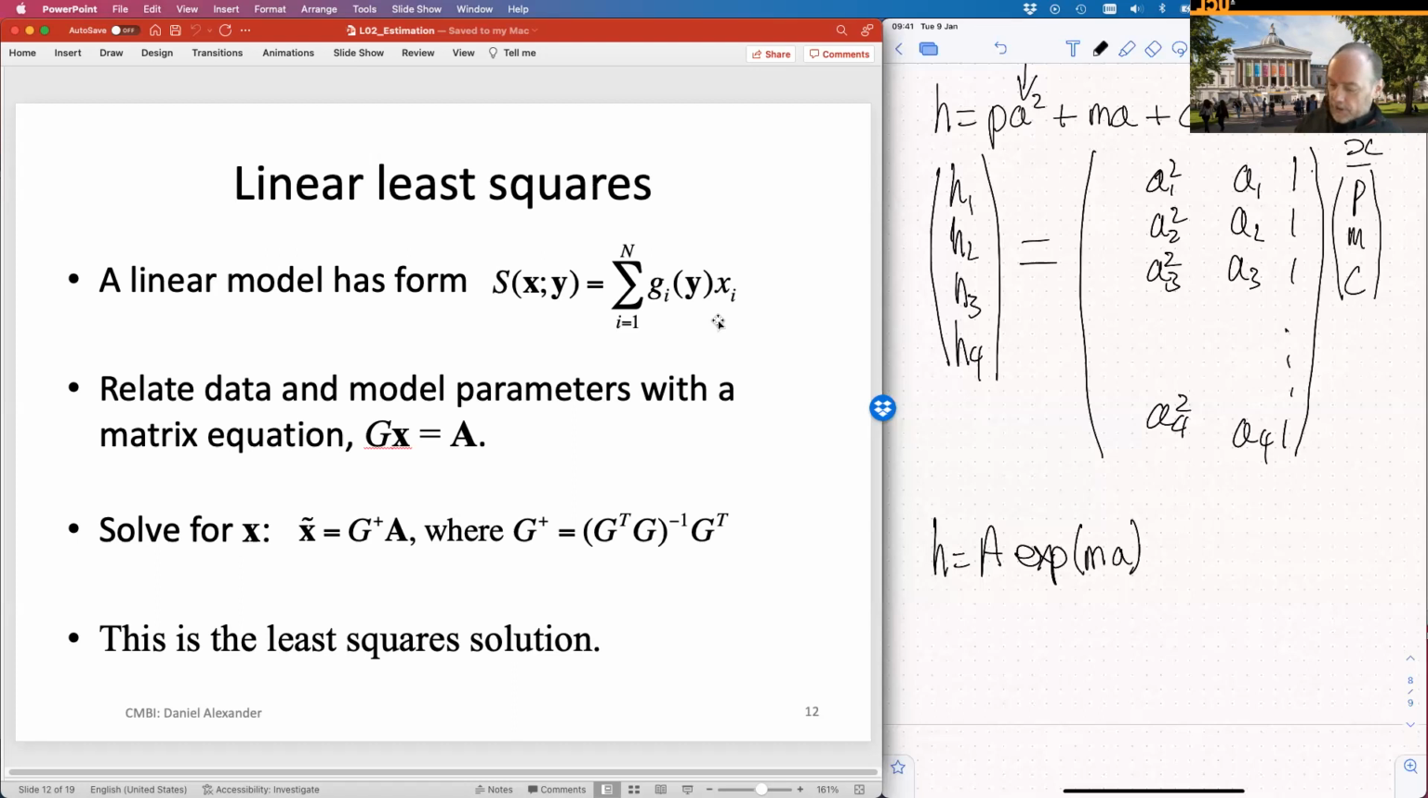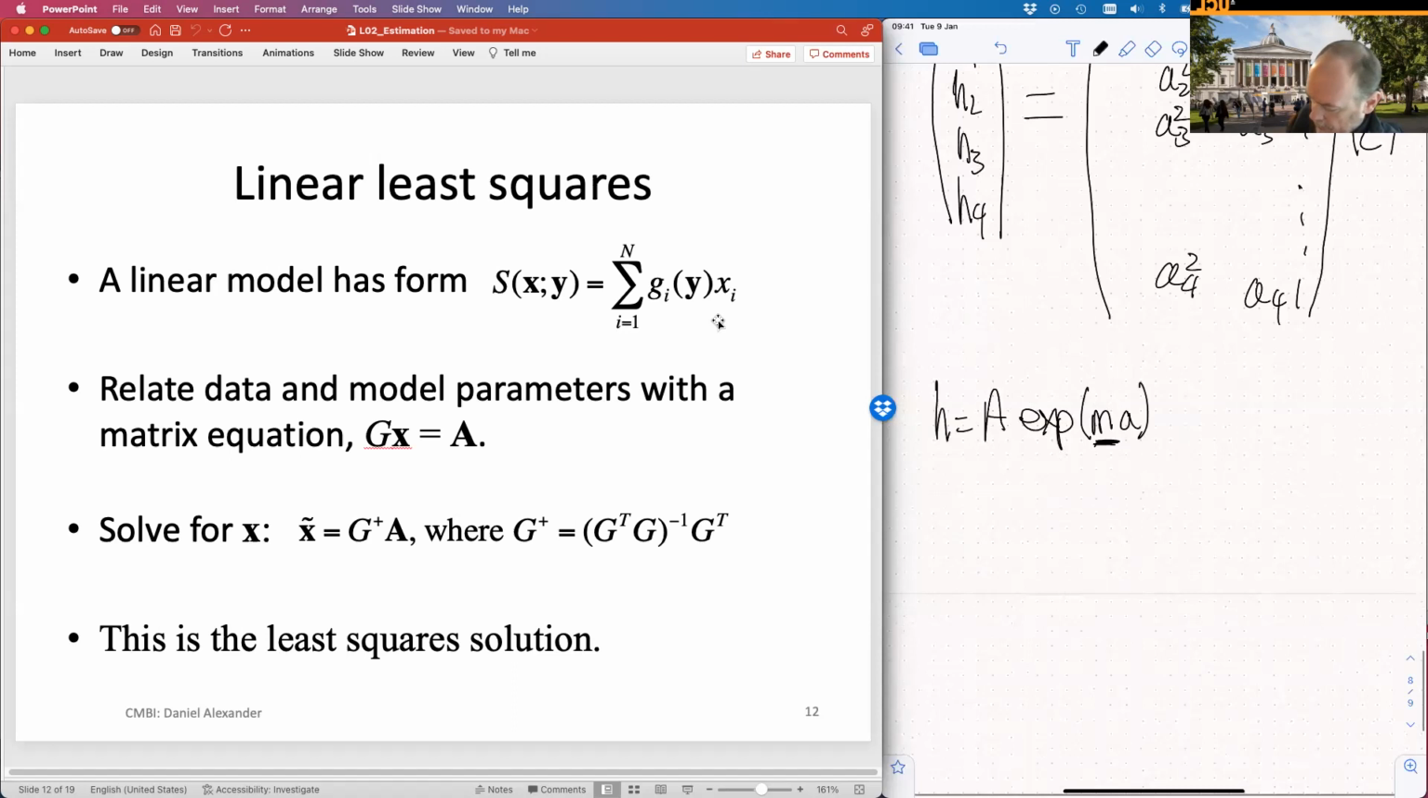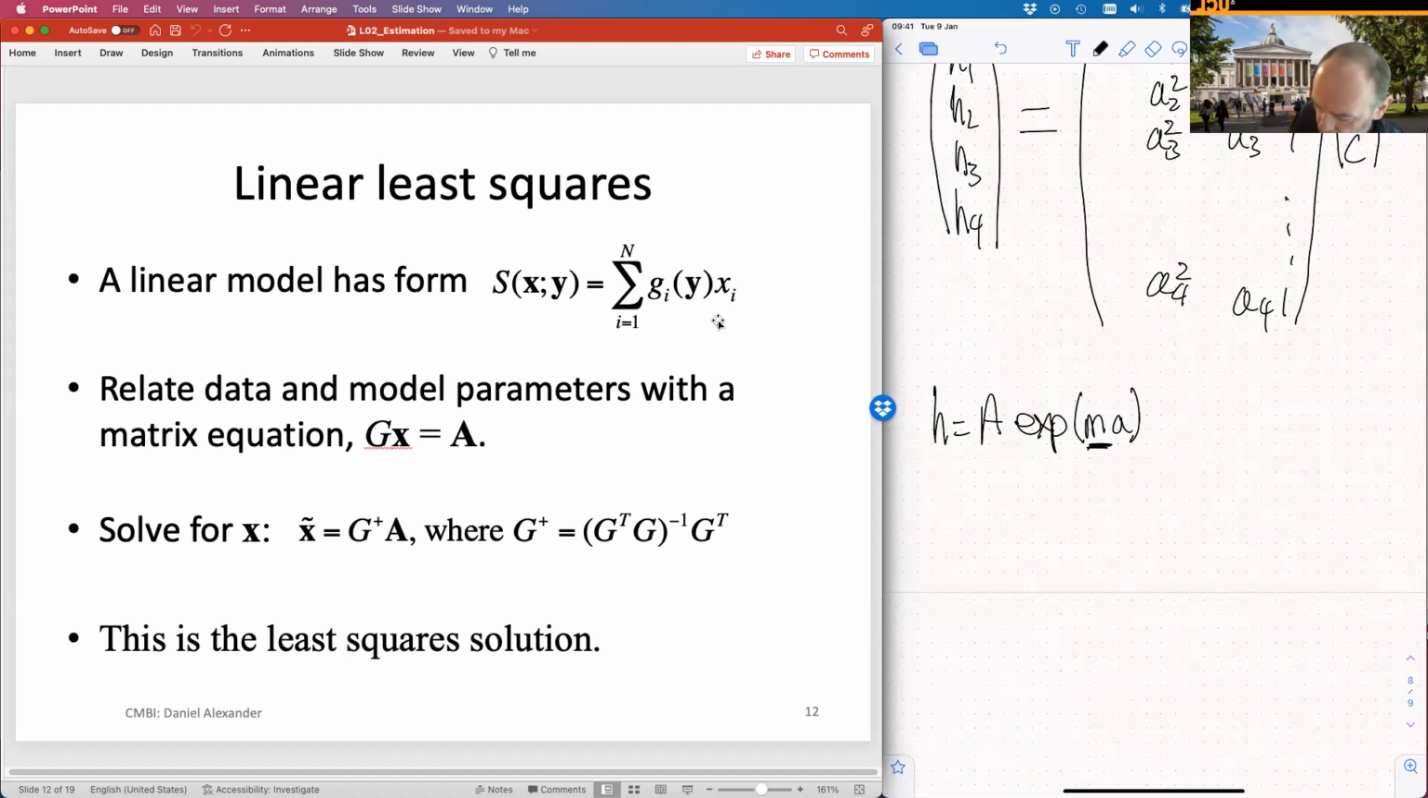That's not so good, because clearly this is not a linear model, because we have the exponential of an unknown parameter m here. However, it's not very difficult to turn this into a linear model. If we take logs of both sides of this equation, we get log h equals log a plus m a. And now this is looking in a much more friendly form.